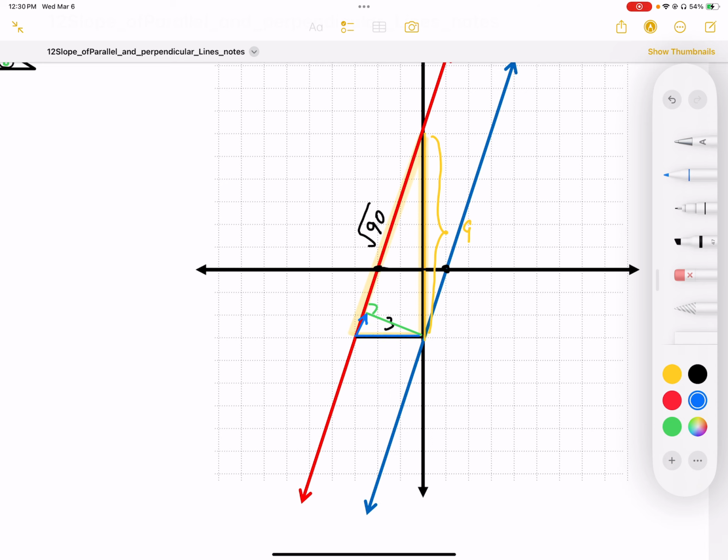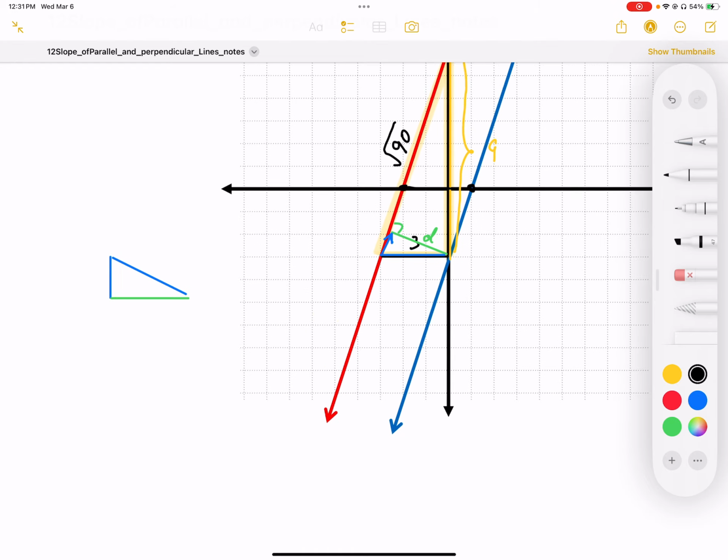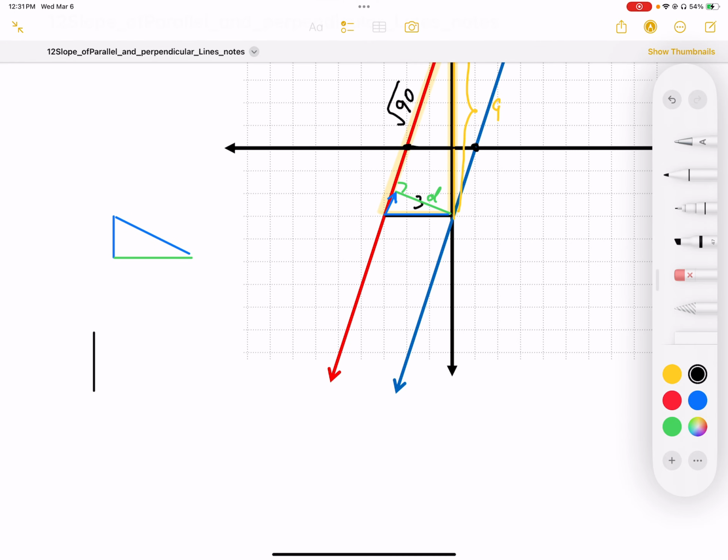Okay, so we have that triangle, and I'm just going to draw that triangle in this way here. Actually, I should make sure that we're clear that the hypotenuse is going to be blue. And the side that we're solving for, this green side, we're going to call d. And we have also the big triangle. I'm going to lay it on its side. So that's going to be a length of 3, a length of 9, and this length here is going to be square root 90.